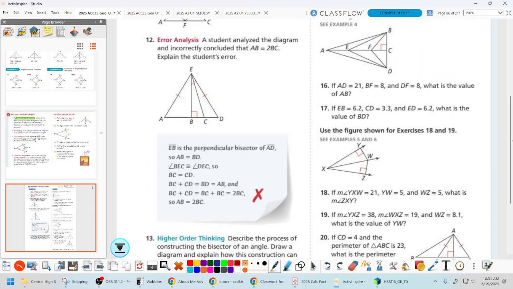I will assign you these kinds of problems fairly often because error analysis is a really powerful way to check yourself. Because if you can spot somebody's error in their work, it's helping you to learn at a higher level. So it says the student analyzed the diagram and incorrectly concluded that AB equals 2BC. Well, what does that statement mean anyway in English?